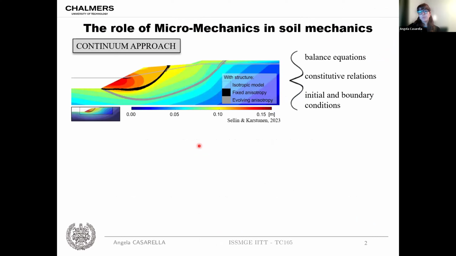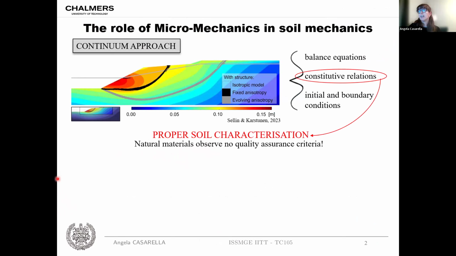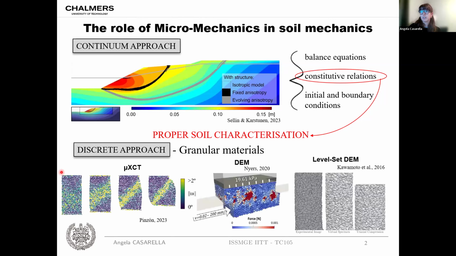So our capacity to simulate soil behavior is often quite good at the continuum scale. We usually use balance equations and constitutive relations, and we couple them with initial and boundary conditions. Let's say that we have a big issue with respect to the constitutive relations: it is sometimes very difficult to characterize the soil correctly, since natural materials observe no quality assurance criteria. This means that in order to overcome the soil characterization problem, what we have been doing in past decades, at least for granular materials, has been to use a discrete approach.